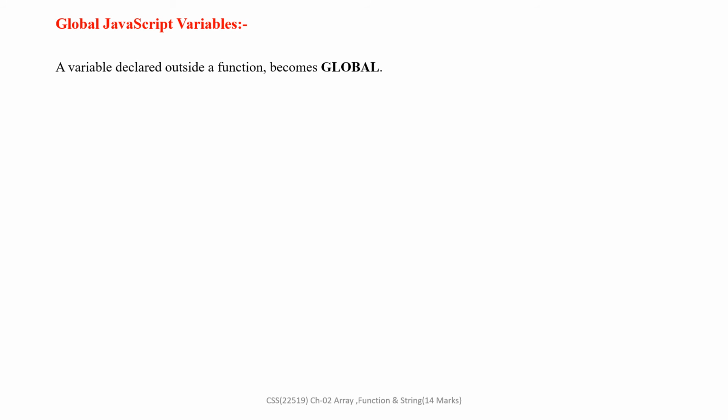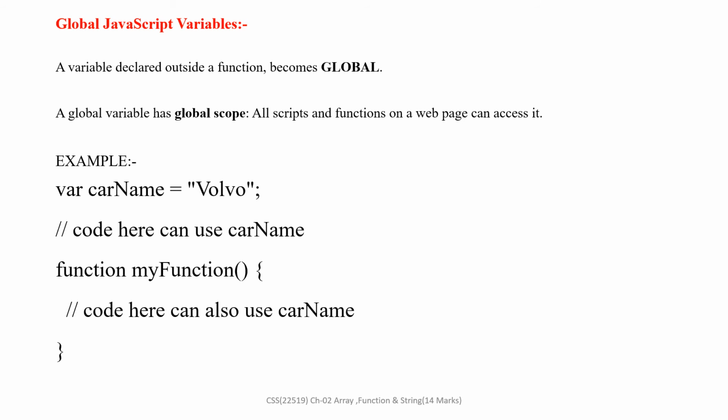Now next is the global JavaScript variable. A variable declared outside a function becomes global. A global variable has global scope. All scripts and functions on a web page can access it. Example: var carName = "Volvo". This is a global declaration of a variable. Here function myFunction, opening curly brace, closing curly brace, and the code here can also use carName.